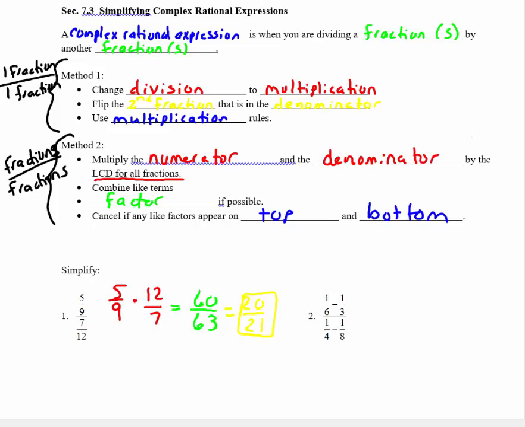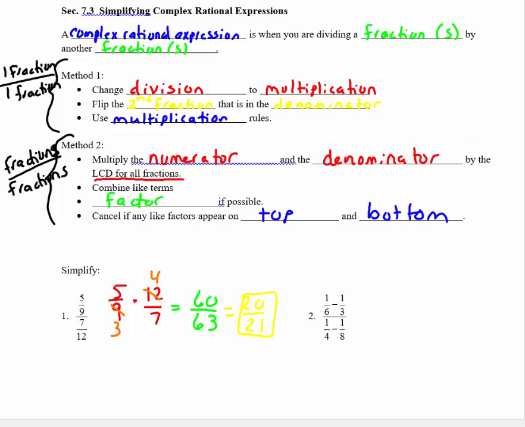If you wanted to cross cancel at the very beginning, when we had 5/9 times 12 over 7, you could have canceled a 3 here and a 3 there, so that would have been a 4 on top. So 5 times 4 is 20, and 3 times 7 is 21. So either multiply straight across and then reduce, or cross cancel as you go.